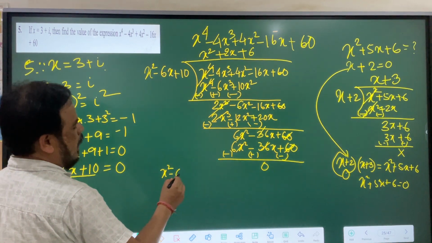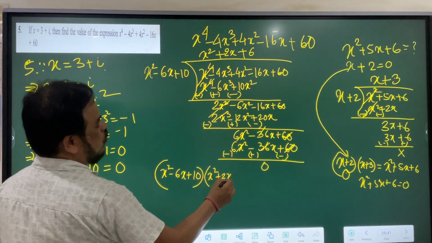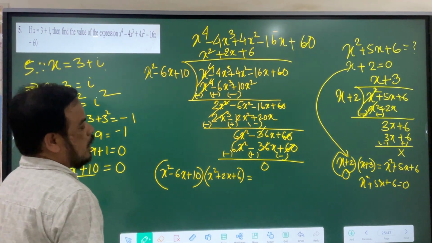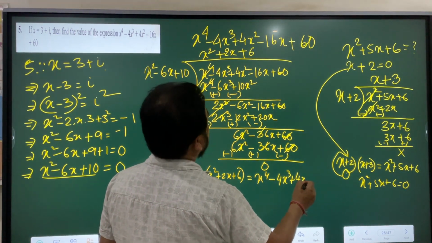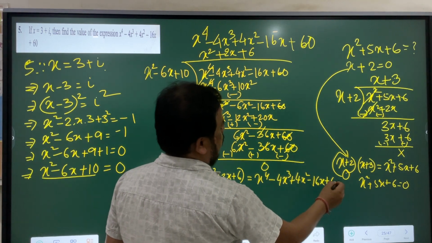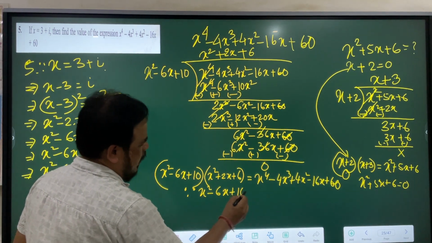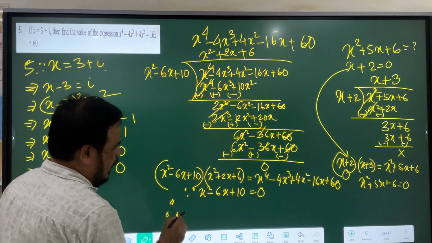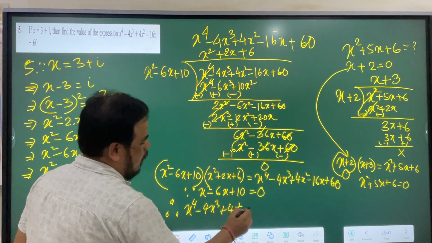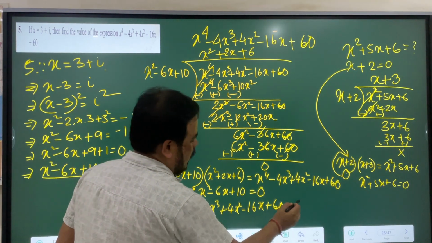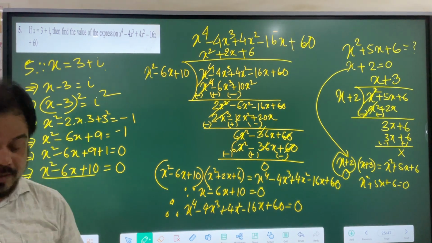x square minus 6x plus 10 into x square plus 2x plus 6 equals x to the power 4 minus 4x cube plus 4x square minus 16x plus 60. Since x square minus 6x plus 10 equals 0, therefore x to the power 4 minus 4x cube plus 4x square minus 16x plus 60 equals 0. We have found the value of this is 0.